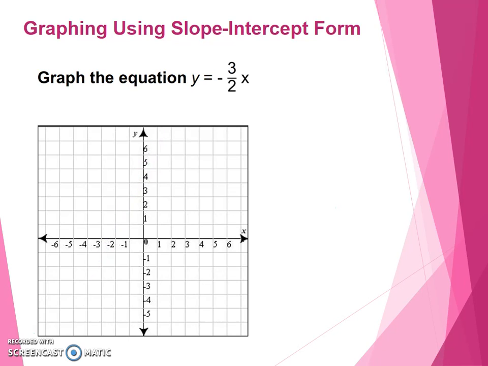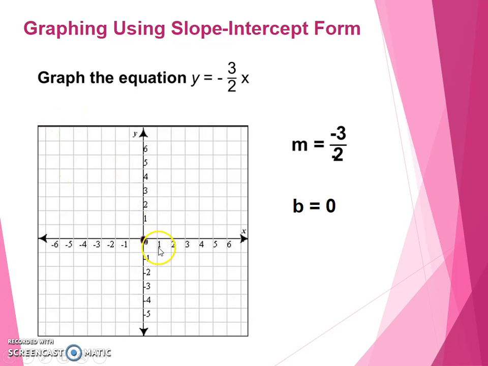Okay, let's try one more here. Let's graph the equation y equals negative 3/2 x. Okay, so I see a slope of negative 3 over 2, and for my y-intercept, there's nothing being added or subtracted here, and so that means that my y-intercept is going to be 0. So I'm going to start with my y-intercept at the origin, and then a slope of negative 3/2 means that I should have a decreasing line.